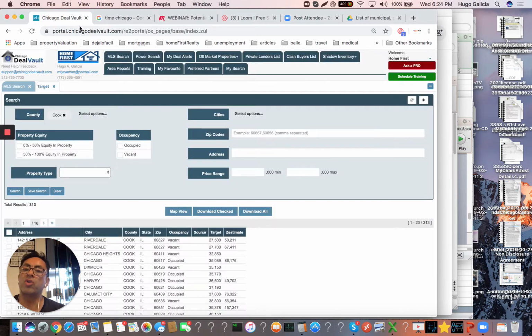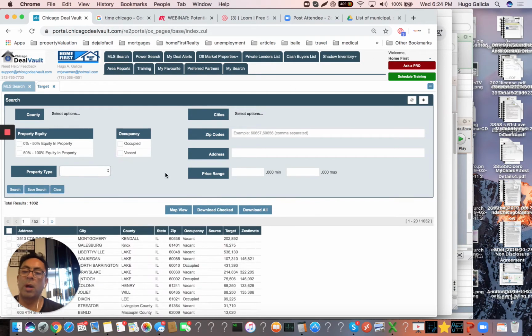We're going to log on to ChicagoDealVault, and then I'm going to click on Shadow Inventory and then Target. Okay, so this week we got about 1,000 bank-owned properties. Okay, so now how do you automate this finding of great deals? How do you identify properties that make sense, right?